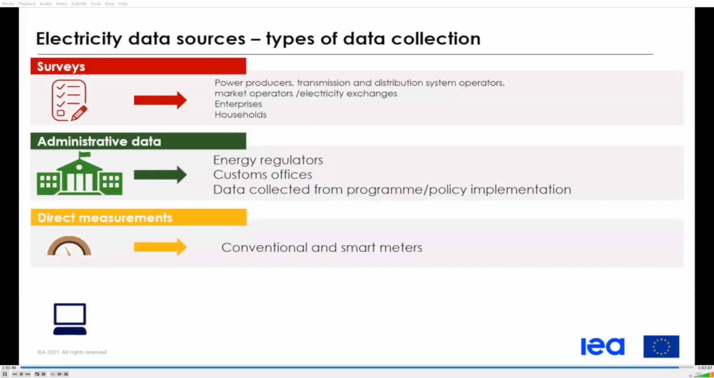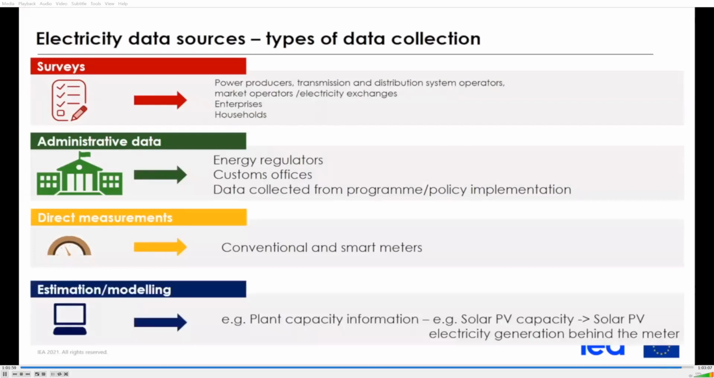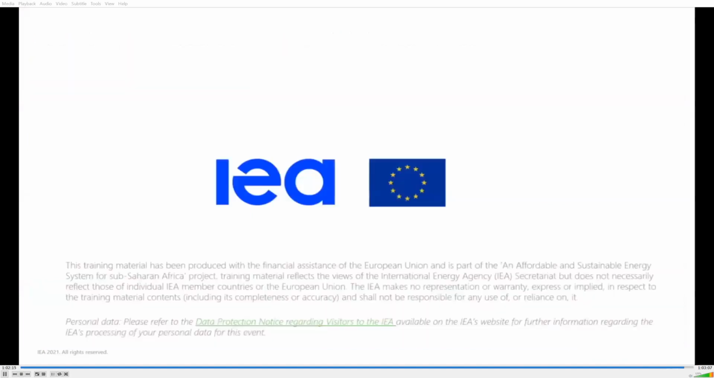You can use direct measurements, so using conventional or smart meters to directly measure on a building or on a specific place the consumption at regular points. And finally, you can use estimation and modeling, for example, using the plant capacity information to estimate generation of specific sources. With this, we reach the end of this presentation.